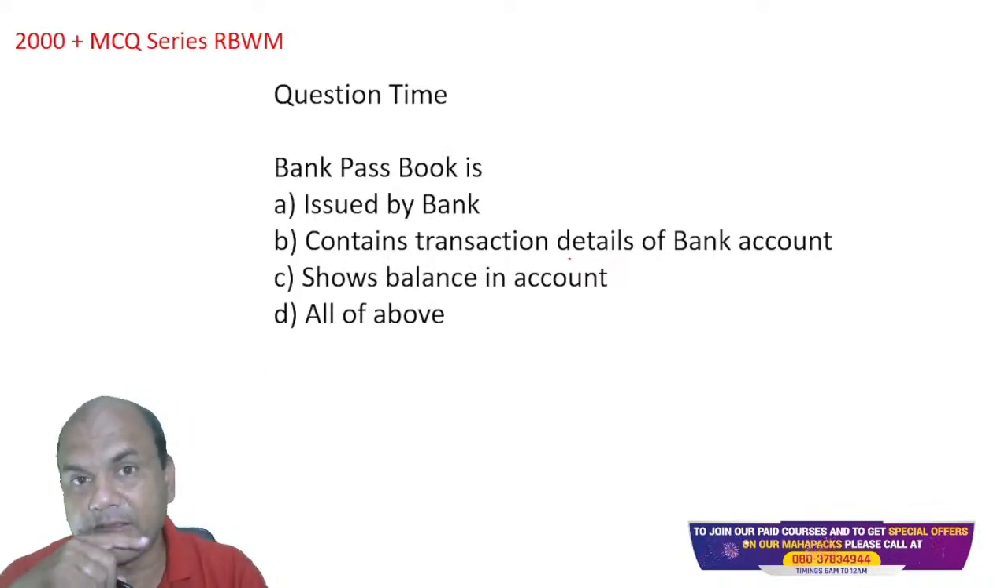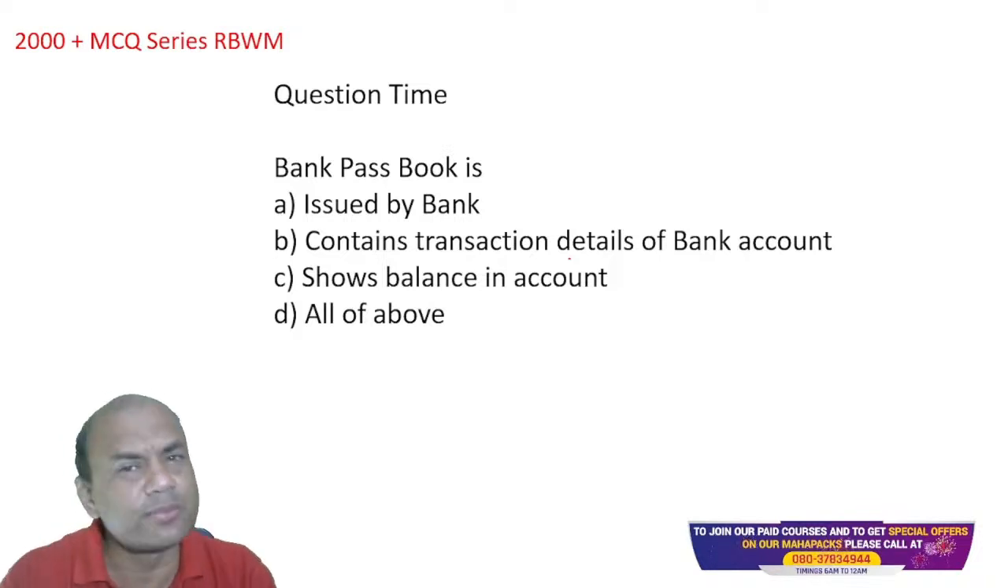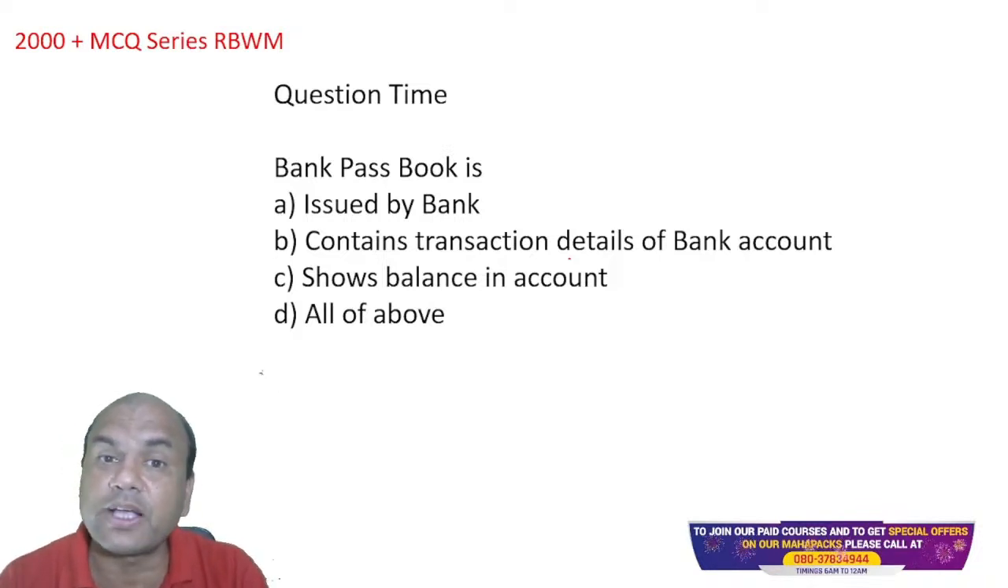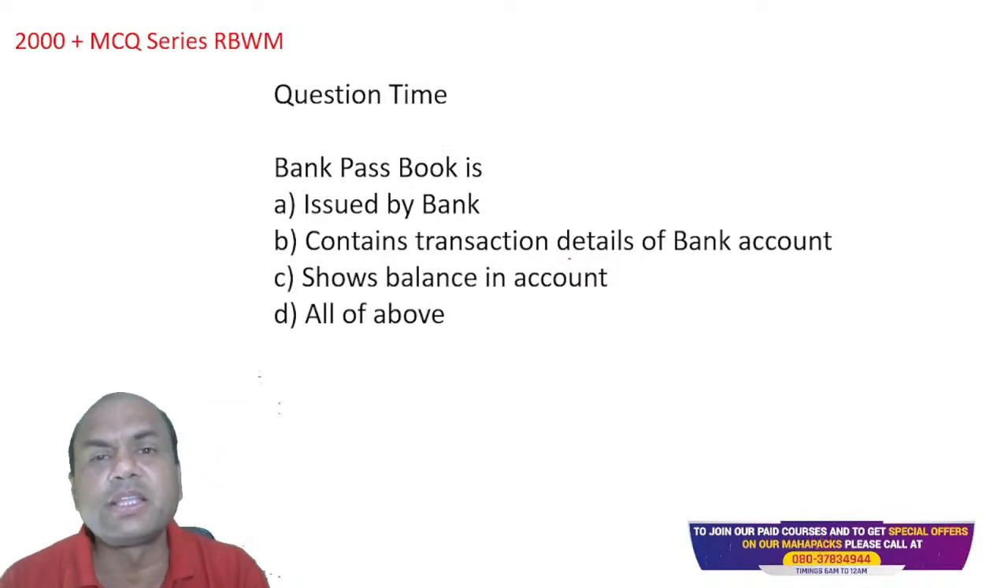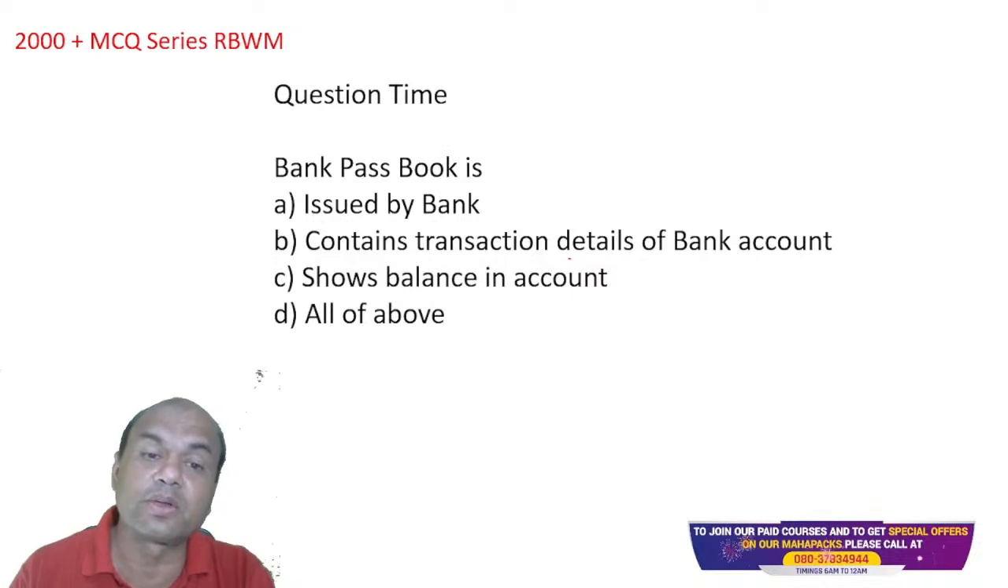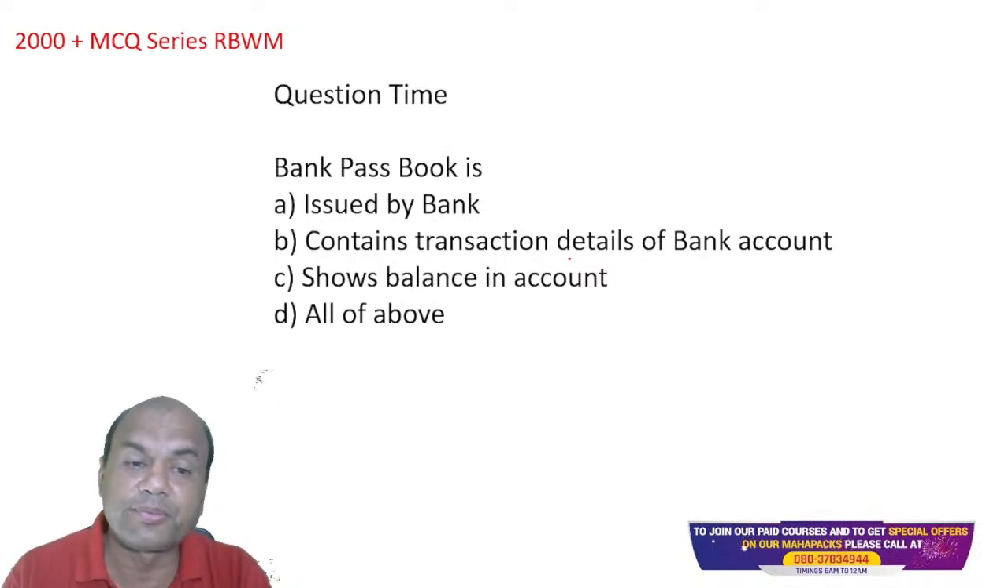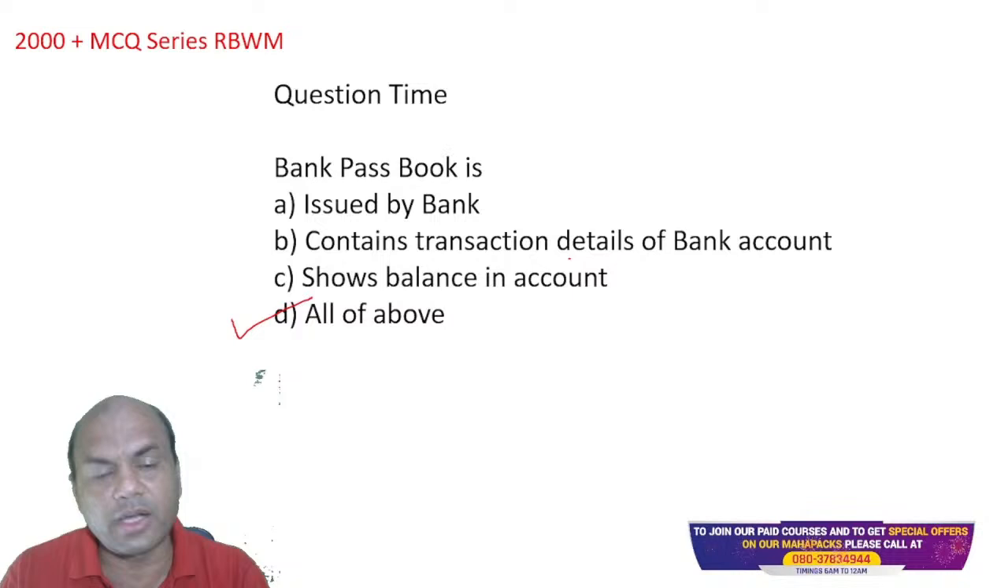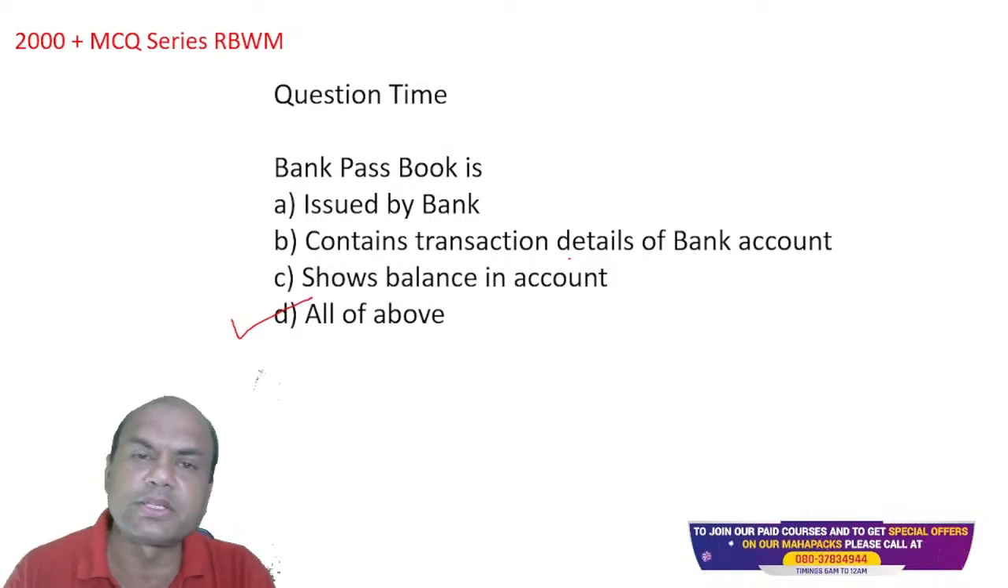Issued by the bank, correct? Now these are simple questions. Let me get the answers fast from you, because if these simple ones we are not able to answer, how will we answer the difficult ones? So the answer over here is A, B, C or D. It is D, all of the above, right? Bank passbook is having all these 3 features.